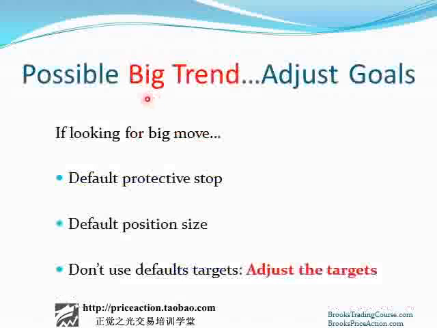Let's say you're talking about a possible very big trend. You have to adjust your goals. You can use a default protective stop and a default position size, but don't use your default targets. You have to adjust your targets if you're looking for a really big trend.